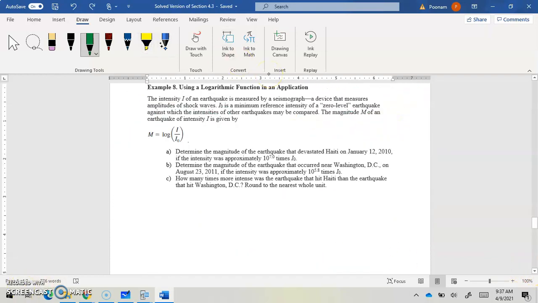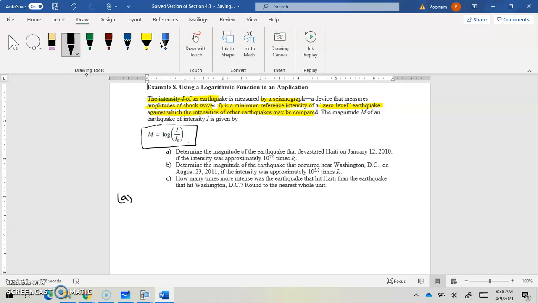Let's read this last application problem. The intensity I of an earthquake is measured by a seismograph, a device that measures the amplitude of shock waves. I naught is the minimum reference intensity of a zero level earthquake against which the intensities of other earthquakes may be compared. The magnitude of an earthquake is given as M is equal to common log of I by I naught. What's the question?